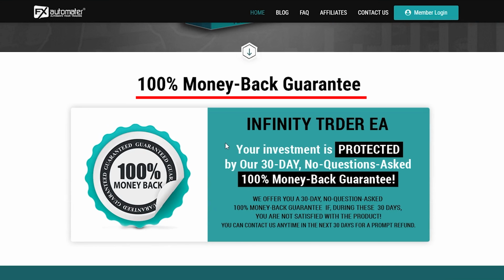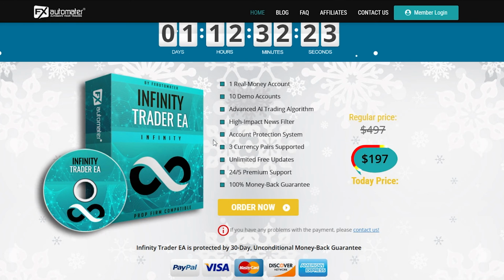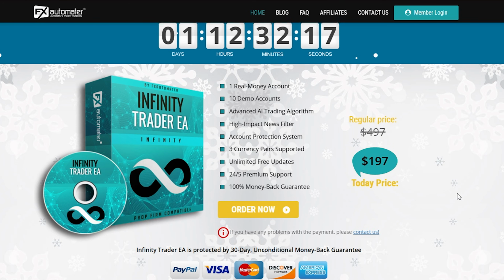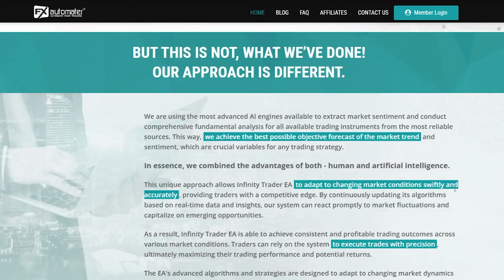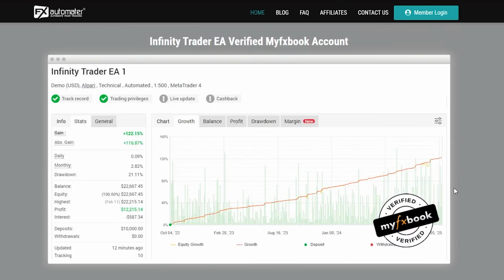Beautiful thing is as well, there is a money back guarantee. So if you're not happy with it, you can request a refund. And you can see currently that the price is $197, down from $500. So with the money back guarantee, I definitely think it's a no-brainer and worth trying if you are looking for an EA with these kind of results.